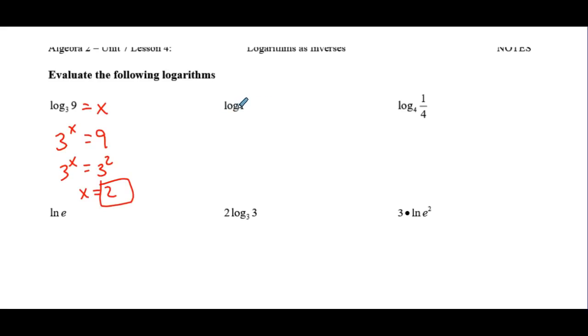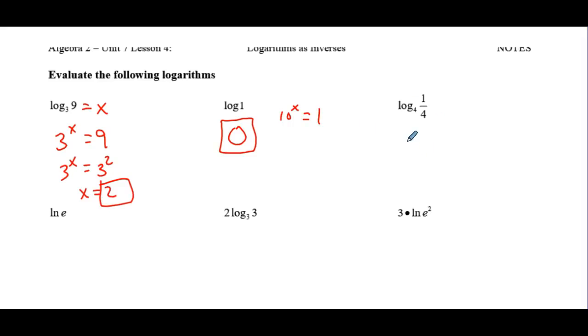Log base 10 of 1, well, anytime that you're taking a log of 1, the solution is 0, right? Because what's the exponent that you raise any number up to get 1? And it's 0, right? You could say 10 to the what equals 1? 10 to the 0. 0 is your exponent.